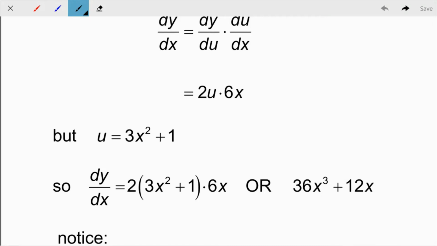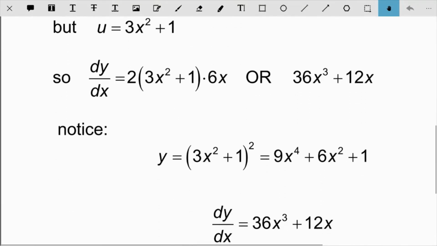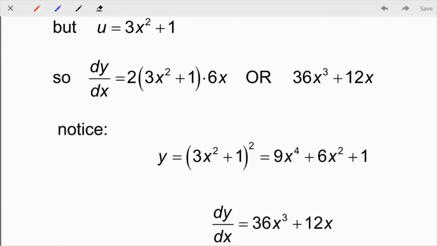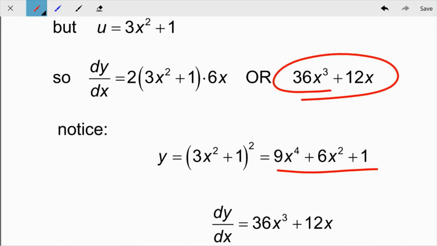We're thinking of it as an outside function and an inside function. Now, if we had done this the other way that I mentioned at the beginning, if we had expanded this out, here's what we would have had: 9x to the 4th plus 6x squared plus 1. Take the derivative, we get 36x cubed plus 12x. So both of those results are the same, even though we went about it in a different way.